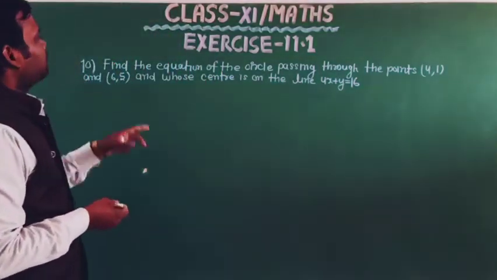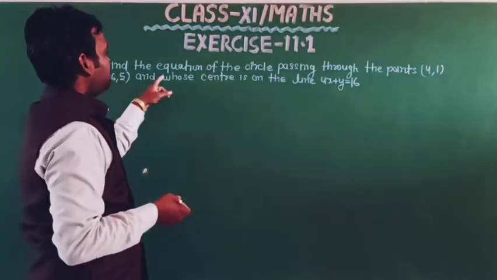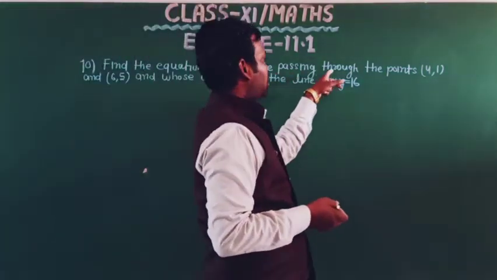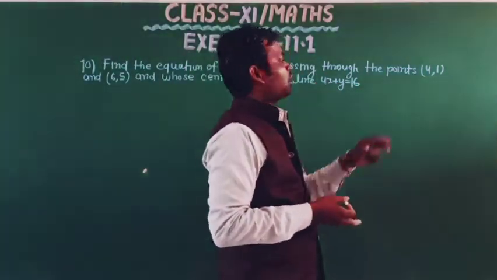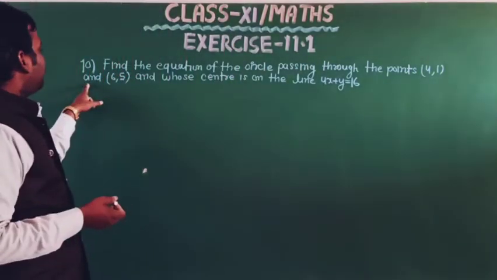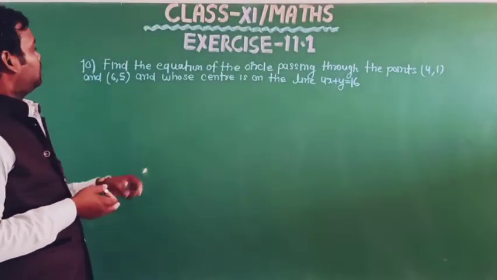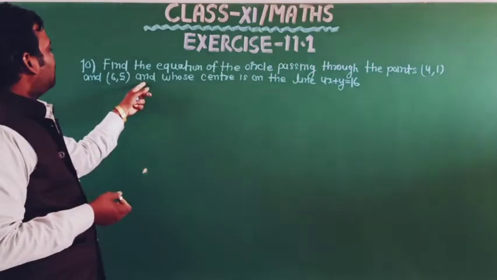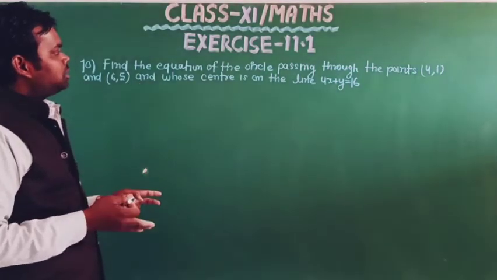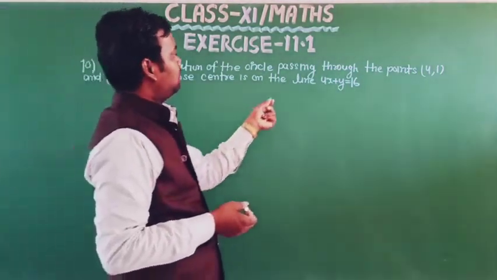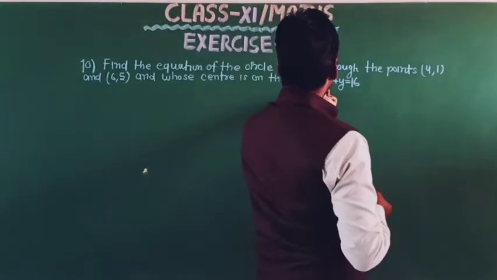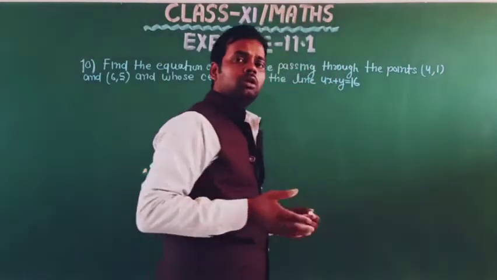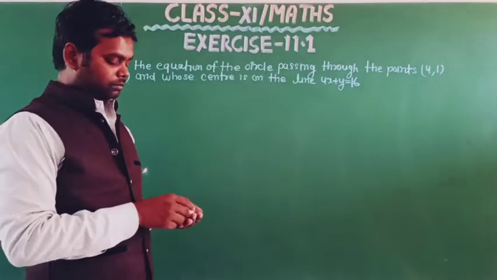So in this question it has been said: find the equation of the circle passing through the points (4, 1) and (6, 5) and whose center is on the line 4x + y = 16.